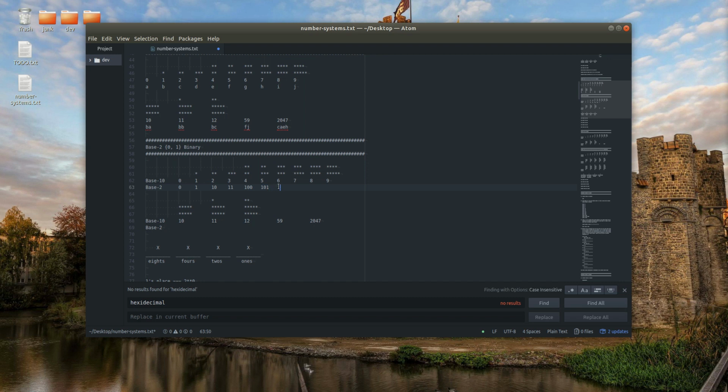1 4, 1 2, and 0 1's. So a 4 plus a 2 is 6. 1 4, 1 2, and 1 1 is 7. And now we've run out of digits again. So an 8 is 1 8, 0 4's, 0 2's, and 0 1's. A 9 is 1 8, 0 4's, 0 2's, and 1 1.